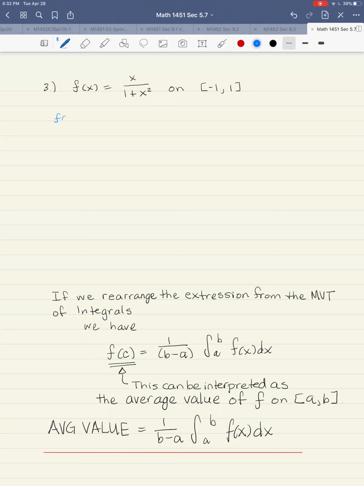Okay, let's do one where we have to do a substitution integral. Let's write out the mean value theorem for integrals again. That f of c times b minus a is the integral from a to b of f of x dx. So here f of c will look like c divided by 1 plus c squared. B minus a is 1 minus -1. And then over here I've got to integrate from -1 to 1 x over 1 plus x squared. So on the left-hand side I'll have 2c on top and a 1 plus c squared here.